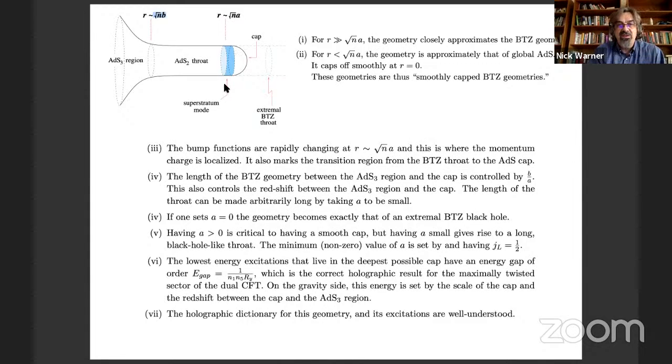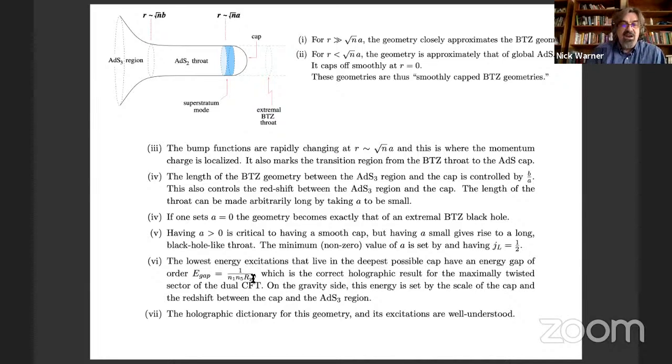Now you can ask the question, suppose I put the lowest energy excitation I can put in the cap. I imagine a wave going one wavelength across the cap. And then I ask, what's its energy measured from infinity? So it depends on the scale of the cap and the redshift and so forth. You compute it, and you get the right gap energy for the CFT. On the money, you get the correct energy for the dual CFT in the maximally twisted sector.